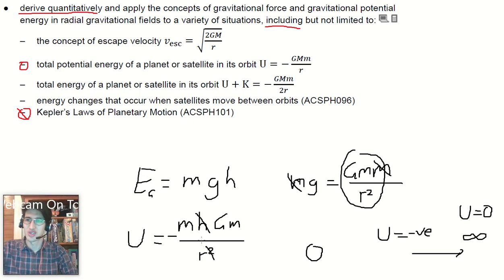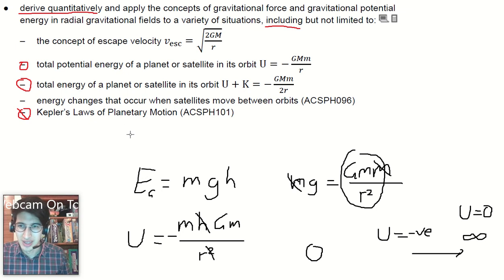Excellent. Let's try and derive some other equations. Where am I going to go from here? Let's have a look at the total energy of a planet or satellite in its orbit. This is really strange, right? Because it says gravitational potential energy plus kinetic is equal to negative GMm over 2r. So the only difference between these is that 2, right? Seems really crazy. We have to actually combine a few equations together in order to make this work.